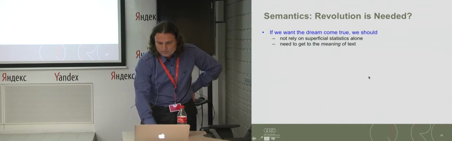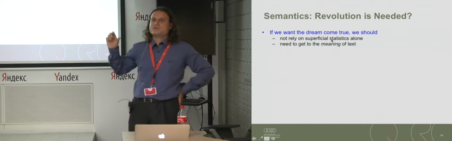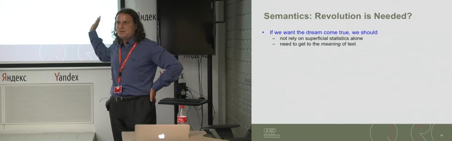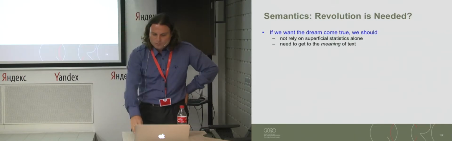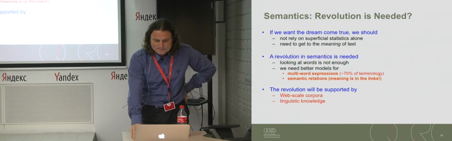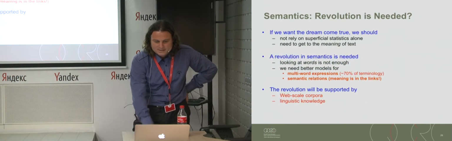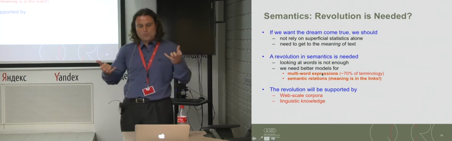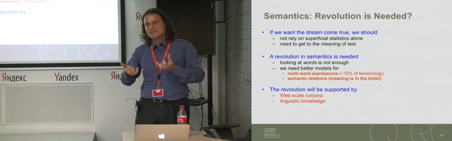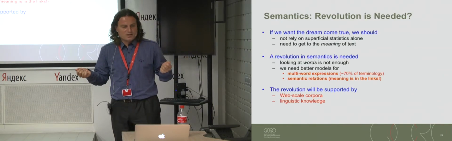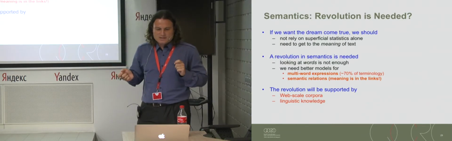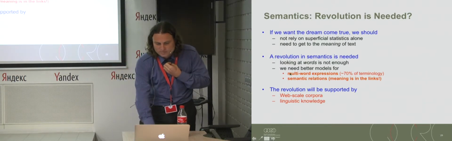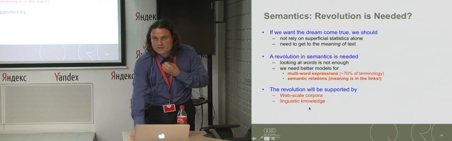If you want the dream to come true, you should not look at superficial statistics, just like we do now with machine translation, pretty much everything that we do with language. We want to go to the meaning of text, and we need some kind of revolution in semantics. You don't need to look just at words; we need to look at how those words are put together and how the semantics comes from there. Those are multi-word expressions, those are semantic relations between the words. I think the revolution will come from web-scale corpora and the injection of linguistic knowledge. People are looking into this, but no big breakthrough yet.